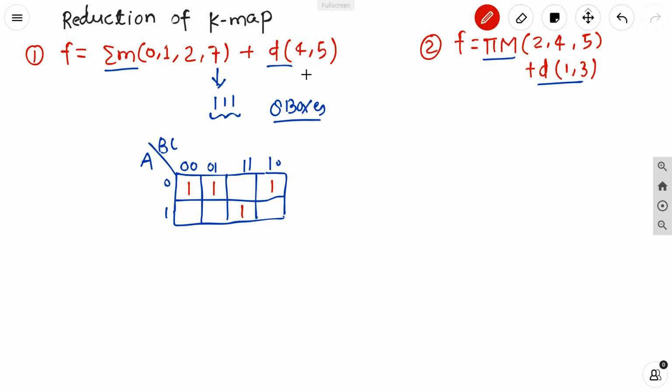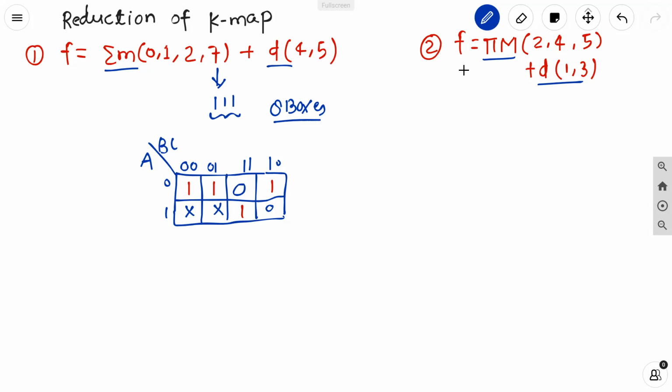D stands for don't care, at 4 and 5. So where is 4? This is 4, put don't care here. And 5 is this, so put don't care here. The rest of the places are 0. So what is the importance of don't care? Actually, when don't care is given, then we can group it. If possible, the largest group including the don't care, then make it.